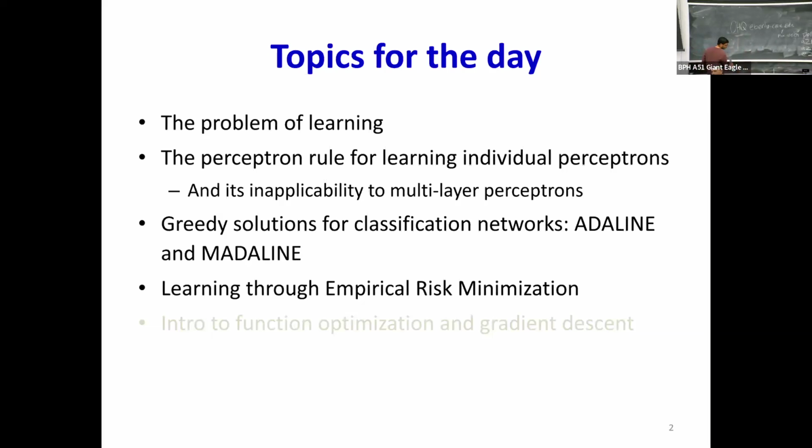So in the next series of lectures, we will look at the problem of how to train a neural network. Today's lecture will be describing the problem of learning. I will talk about the perceptron rule. I will briefly mention greedy solutions, but I won't actually go over them in class. They are on the slides, and they will turn up in the quiz. And we'll introduce the notion of empirical risk minimization to train neural networks.